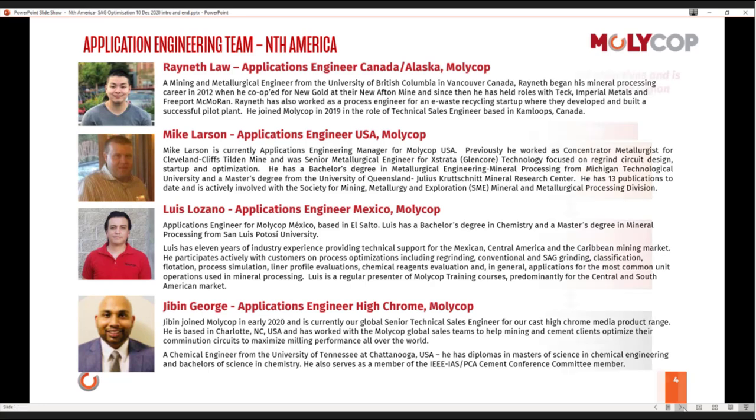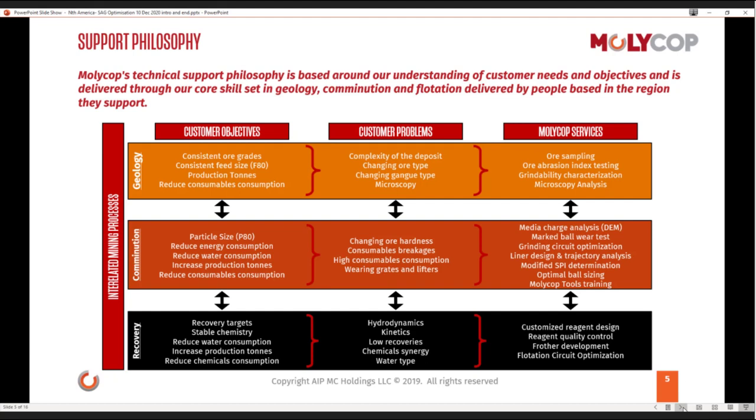MOLYCOP's technical support philosophy is based around our understanding of the customer's needs and objectives and is delivered through our core skill sets in geology, comminution and flotation, delivered by our team of technical applications engineers based in the regions they support. They are supported by MOLYCOP's network of testing labs located in our major mining regions. Today's webinar is focused on the middle section of the table that relates to the common issues experienced in SAG milling operations. We are focused on the key operational variables that impact the stability of SAG mills and that negatively impact productivity and operating costs of these critical mining assets.